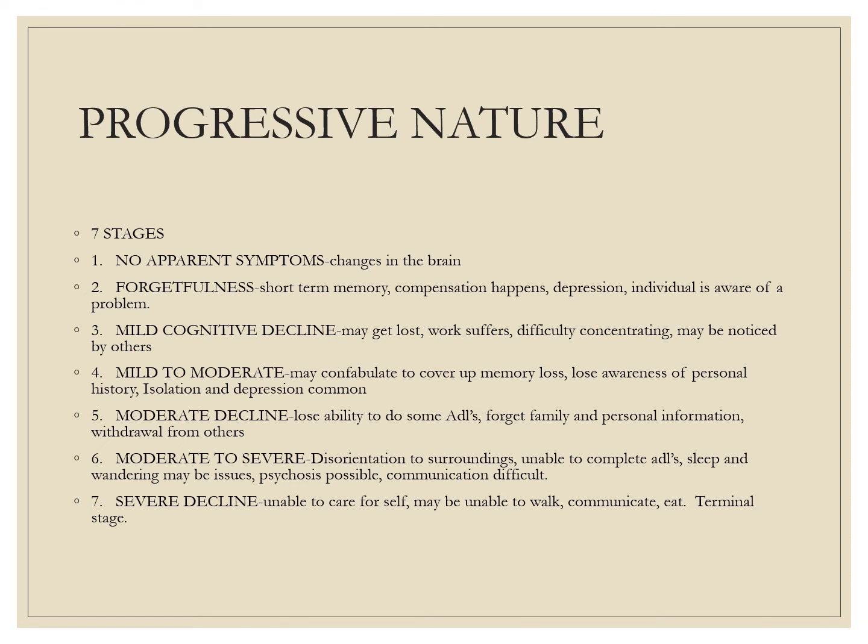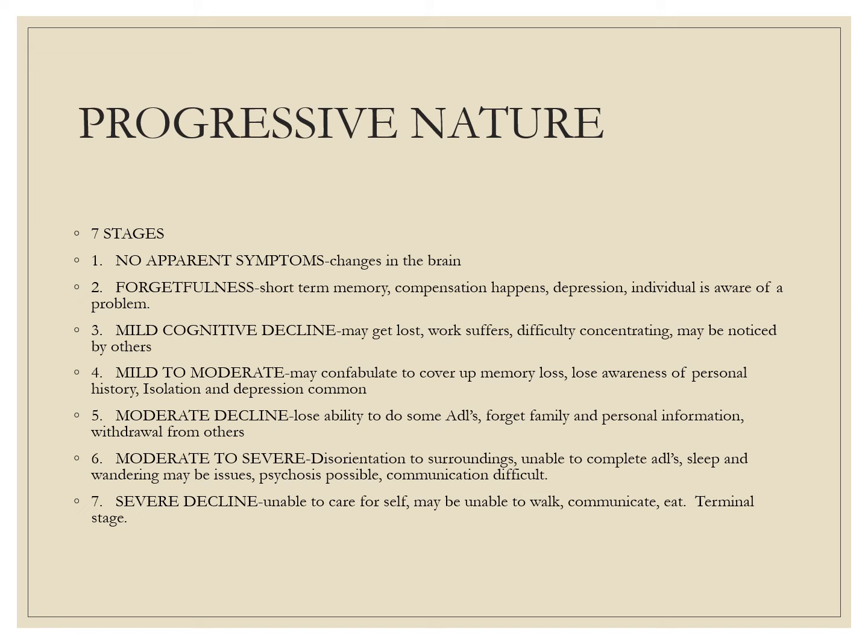When you get to mild, this is when people are unable to work, they can't concentrate, and others start to notice that something is going on with them. Mild and moderate, they may confabulate or make up a story to cover up their memory loss, lose awareness of their personal history, and then tend to isolate and be depressed.